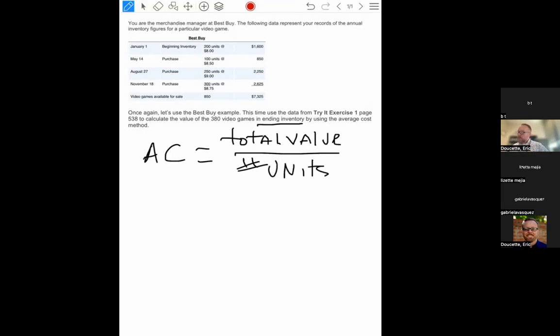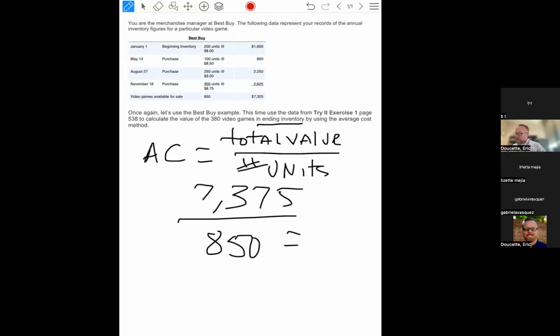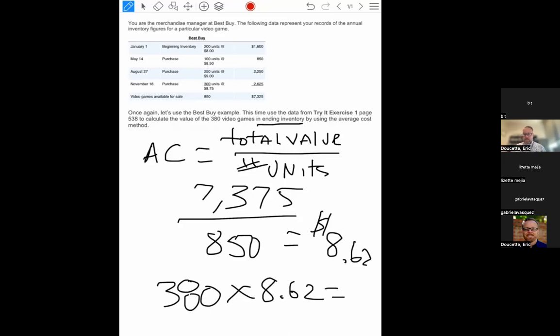So in this case, the total value was $7,375 divided by 850 units comes out to $8.62 for each unit. And if I have 380 units left in ending inventory, I would just multiply that by that. And that would give me $3,275.60. It's not letting me do the little dot there.